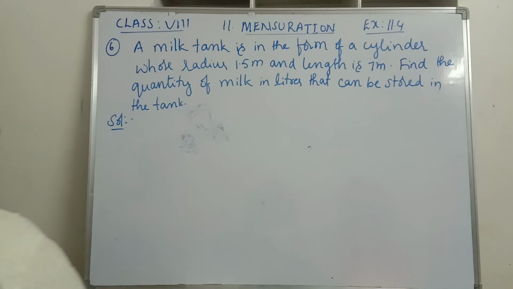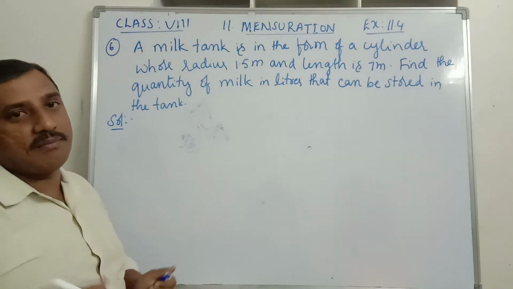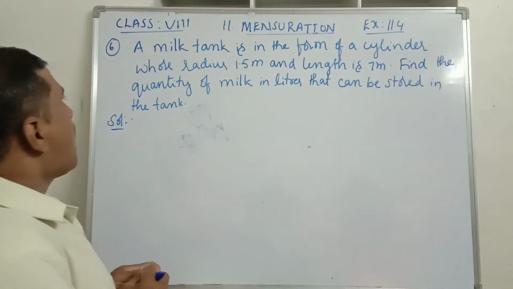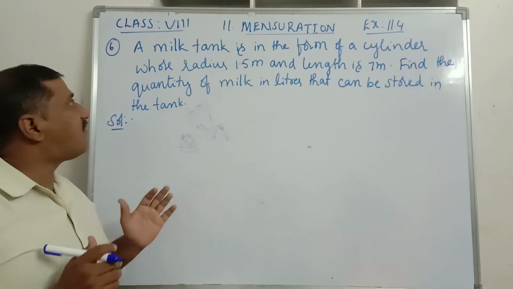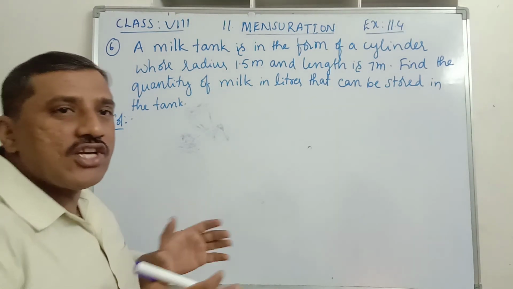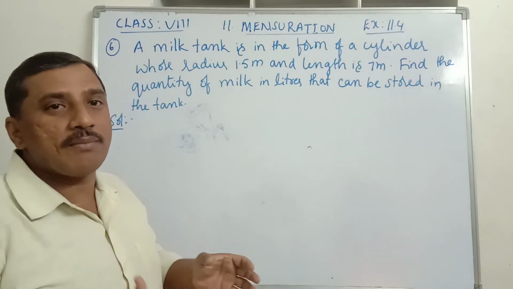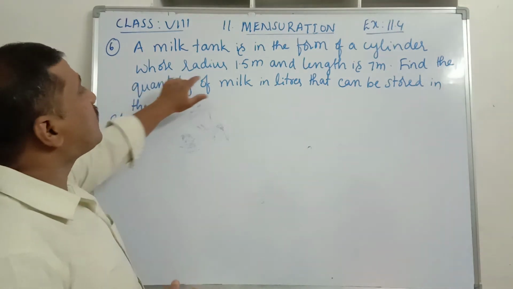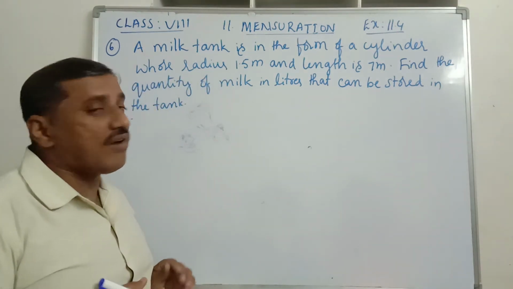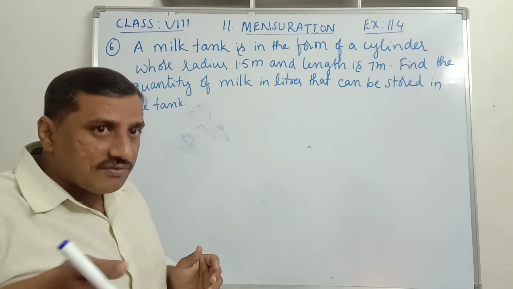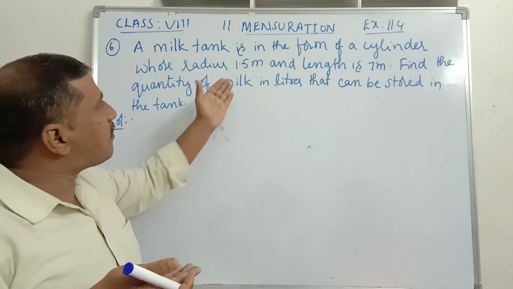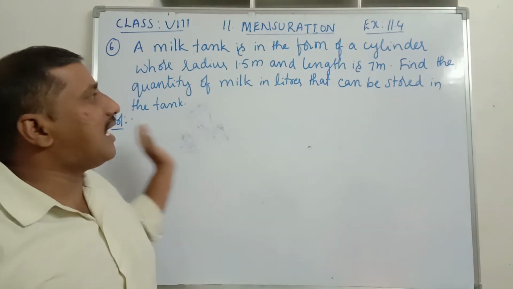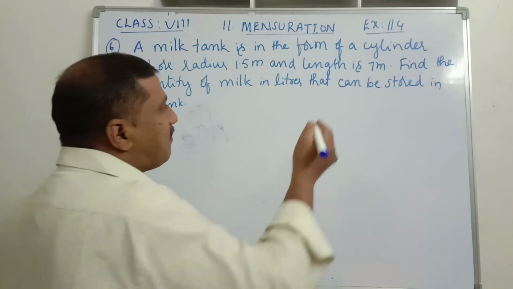Now we will discuss the sixth bit from exercise number 11.4. A milk tank is in the form of a cylinder. What is the shape of the milk tank? It is in the shape of a cylinder whose radius is 1.5 meters and the length of the cylinder is 7 meters.